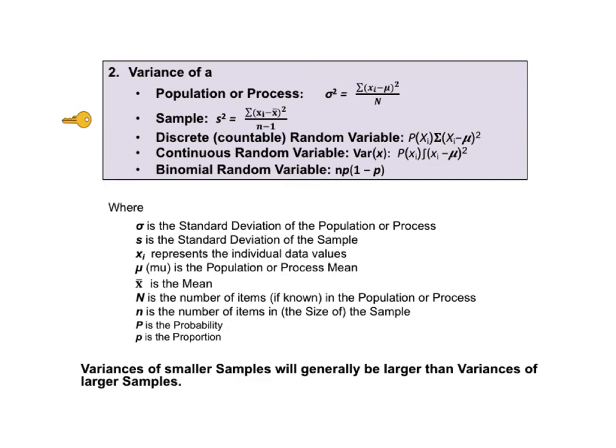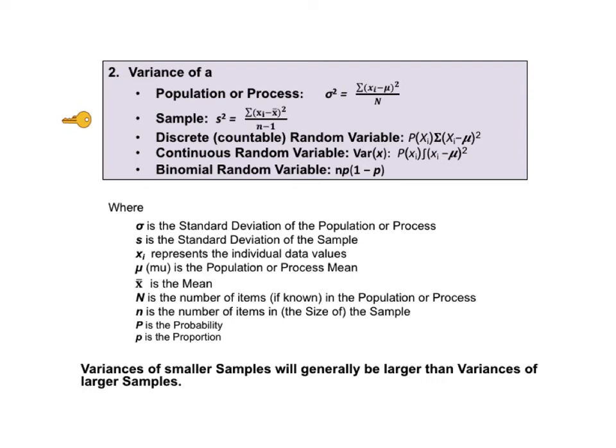Key to Understanding number 2 gives us some formulas for the variance. Notice that the symbols for the variance, which are lowercase sigma squared and lowercase s squared, are the squares of the symbols for the standard deviation, which are sigma and s. Note also in the first two bullets that the variance is equal to the sum of squares divided by a degrees of freedom-like term, n or n minus 1.